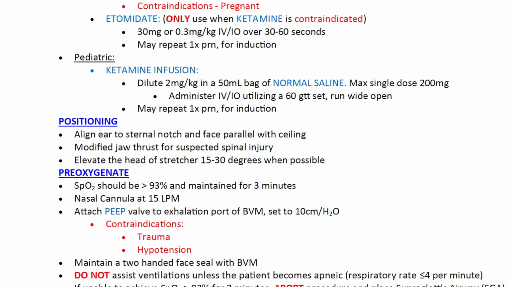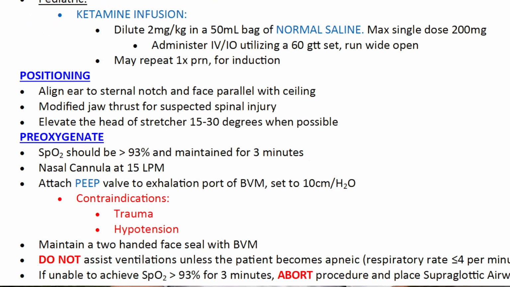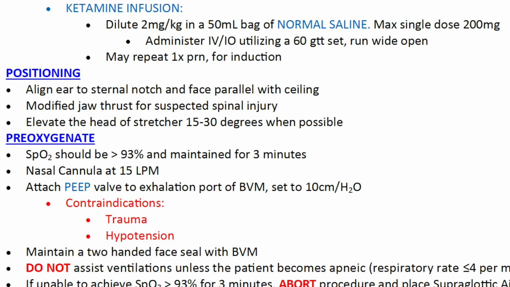So what you need to do is get that SpO2 reading up to an optimal level, and in our draft version, this is 93%. And once we get to that level, then we can move on to the next step. An important thing to remember is that if you're unable to achieve our goal of a SpO2 reading of 93% or more for 3 minutes, then we need to abort and apply a supraglottic airway.